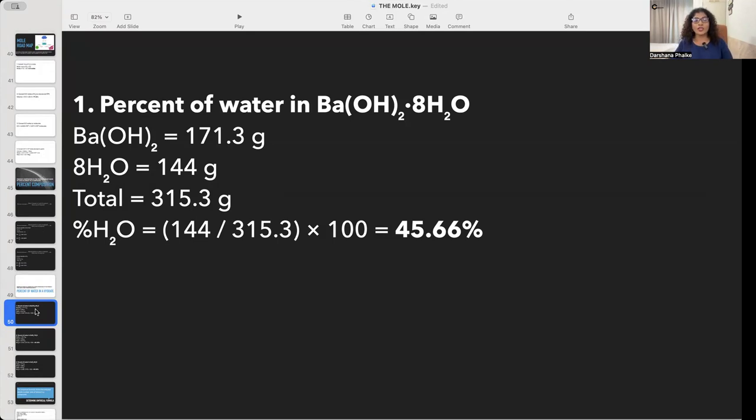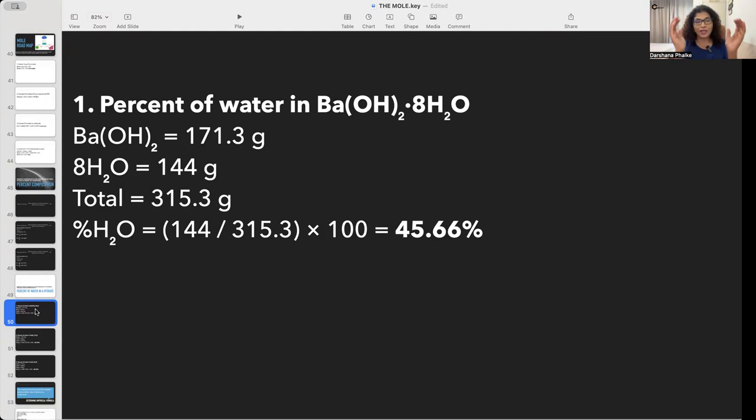So when you talk about barium hydroxide, every 1 molecule of barium hydroxide, I'll say every 1 formula unit of barium hydroxide, is associated with 8 water molecules. I've told you in the previous videos also, when it is about ionic compounds, we say the particle is a formula unit. So here barium hydroxide is an ionic compound. So 1 formula unit is attached with 8 water molecules.